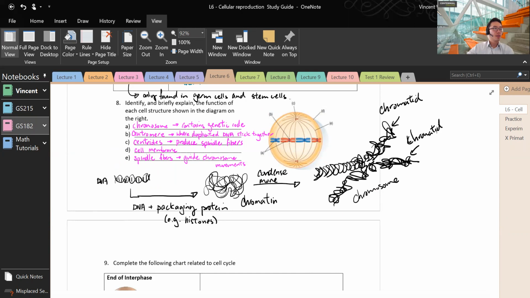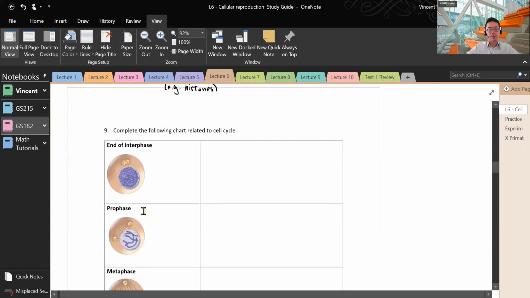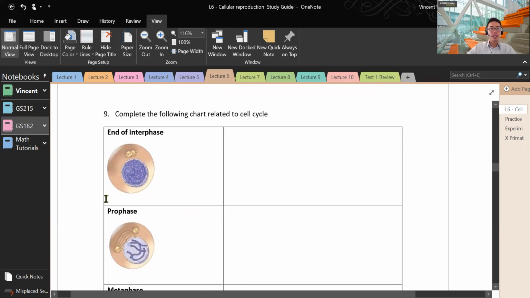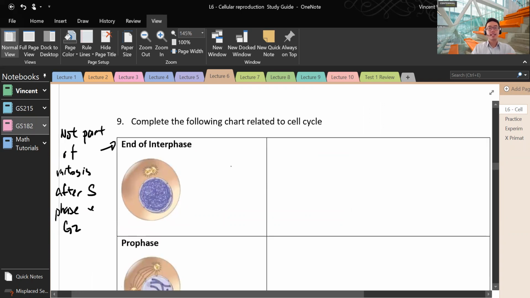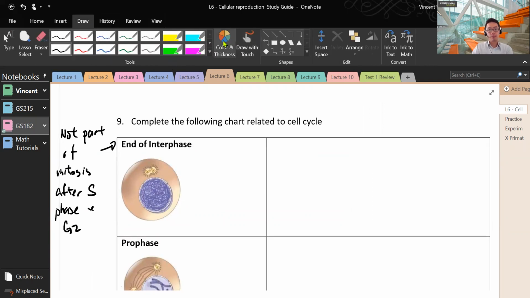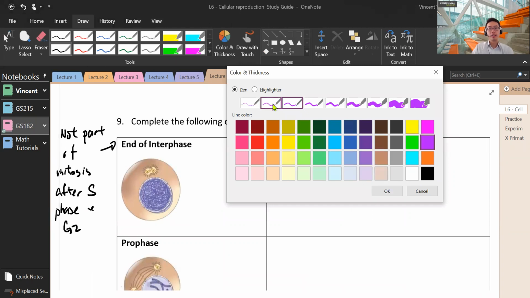All right, let's move on to mitosis right here. Now, this is the end of interphase. This is not part of mitosis. This is after S phase, and maybe G2. This is a cell that is ready to divide soon.